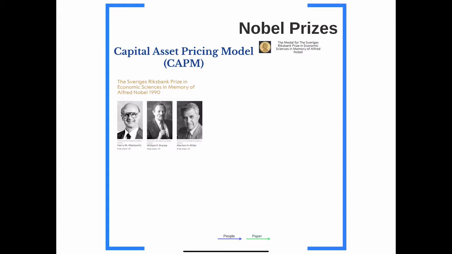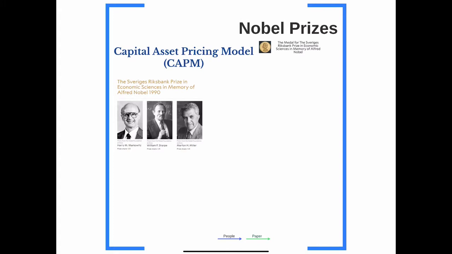So in 1990, the prize in economics was awarded to these 3 economists. According to the Nobel Prize website, it was for their pioneering work in a theory of financial economics. Harry Markowitz is well recognized as the father of modern portfolio theory, something that we'll go through today. William Sharpe is known as one of the originators of the capital asset pricing model.